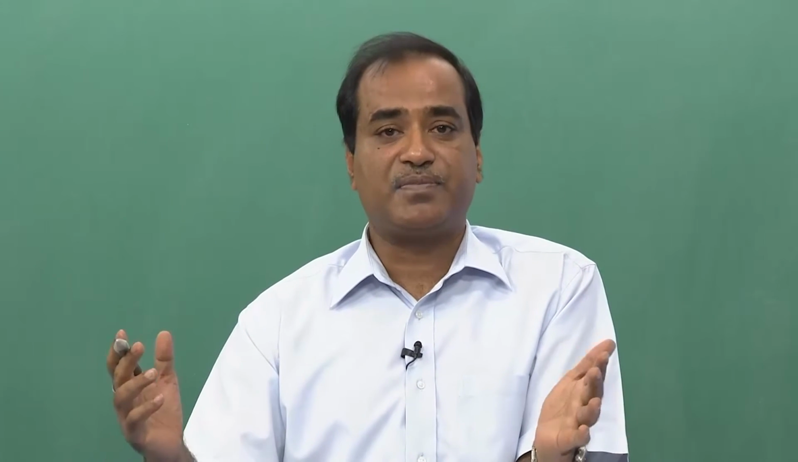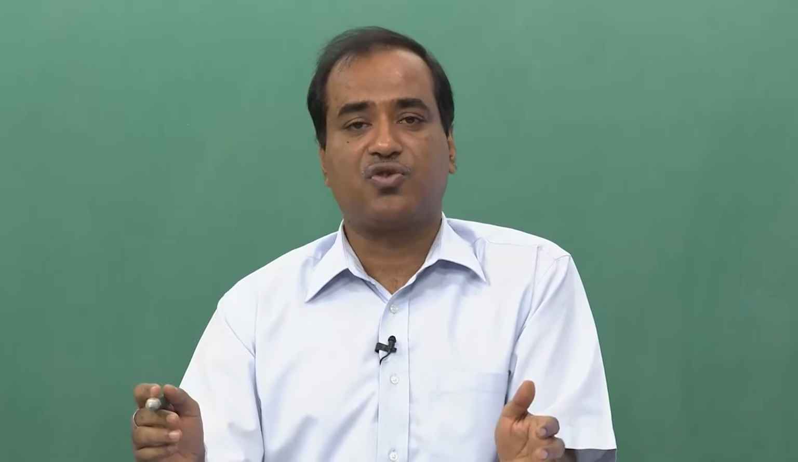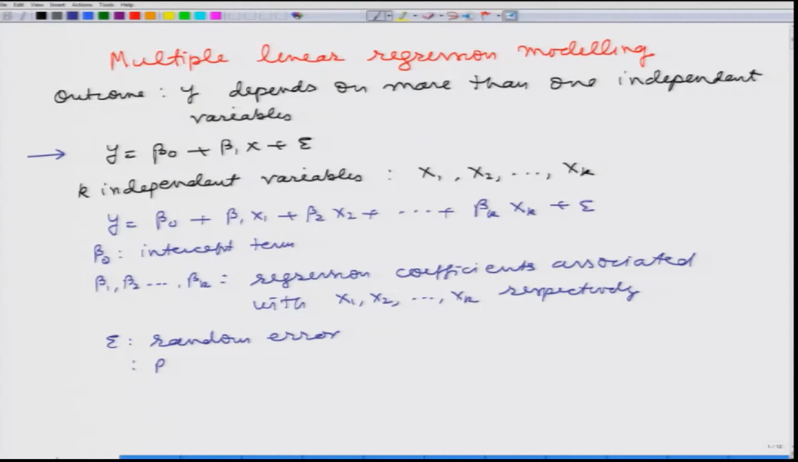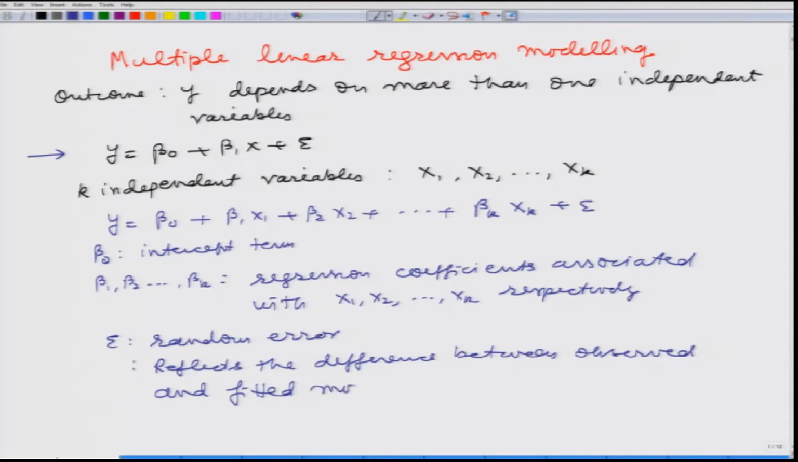So, epsilon is like a basket in which we try to put all those things which are beyond our control, right. Okay. So, this epsilon essentially reflects the difference between the observed and fitted model. And this idea goes exactly along the same lines as what we had done in the case of the simple linear regression model, right.